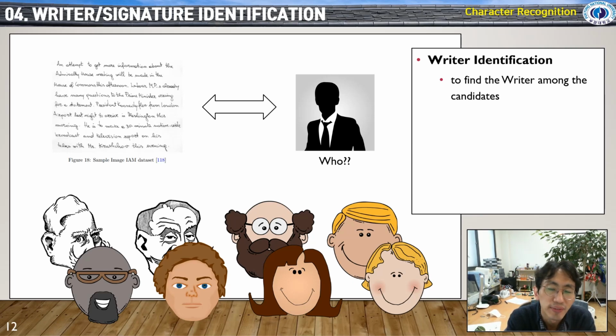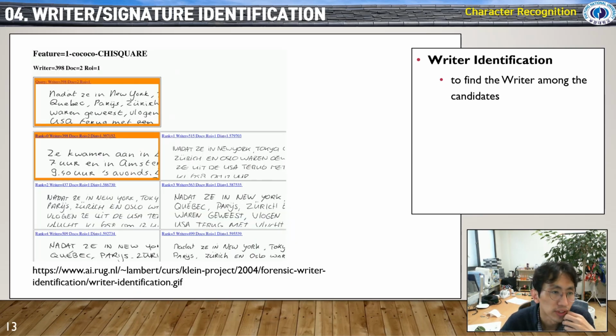Identification is a little bit different and more difficult. Identification is to find the writer among the candidates. So we do not know who. We just have the candidates. There are many candidates, and we need to compare all the handwritings of the candidates to the submitted documents, and then we can guess and may know who is the writer. So we need to find the person. That is the identification.